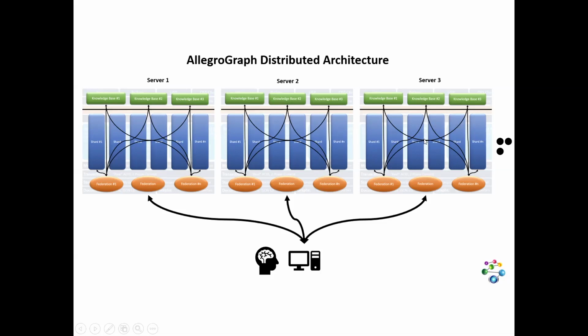You have multiple servers. Each server runs one AllegroGraph. Each AllegroGraph has a set of shards and a set of knowledge bases, where these knowledge bases are replicas. We use our multi-master replication to have one place where we can maintain these knowledge bases, and they replicate to each of the servers. Then when we do SPARQL, the SPARQL queries get sent to each of the federations, and then we get the results back.